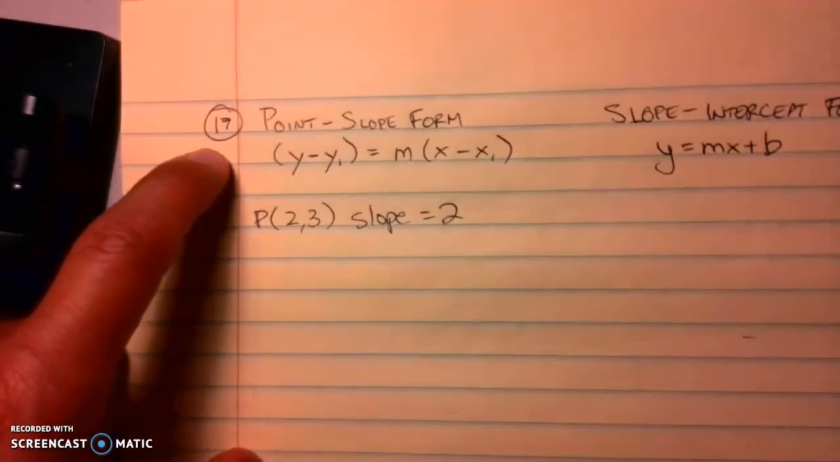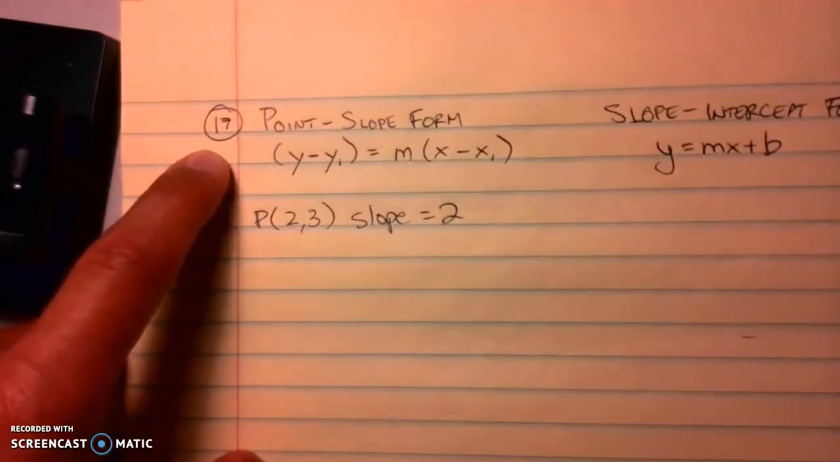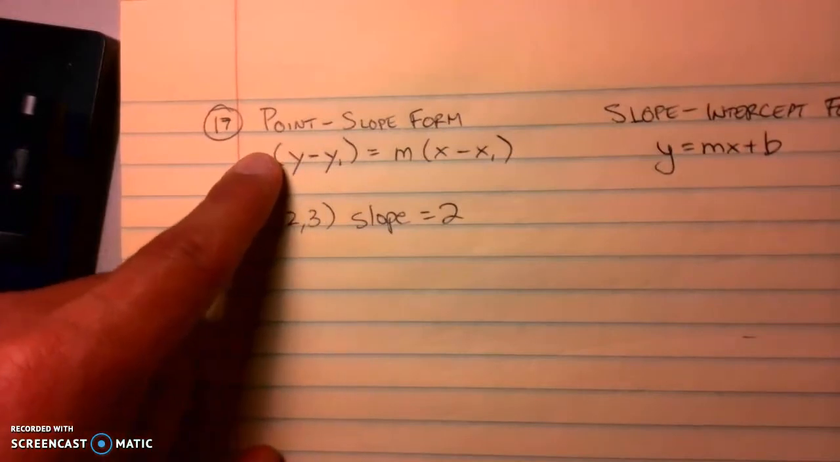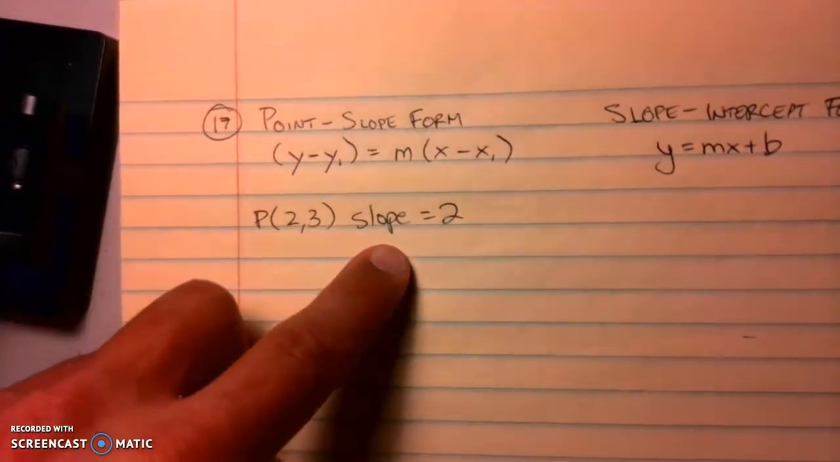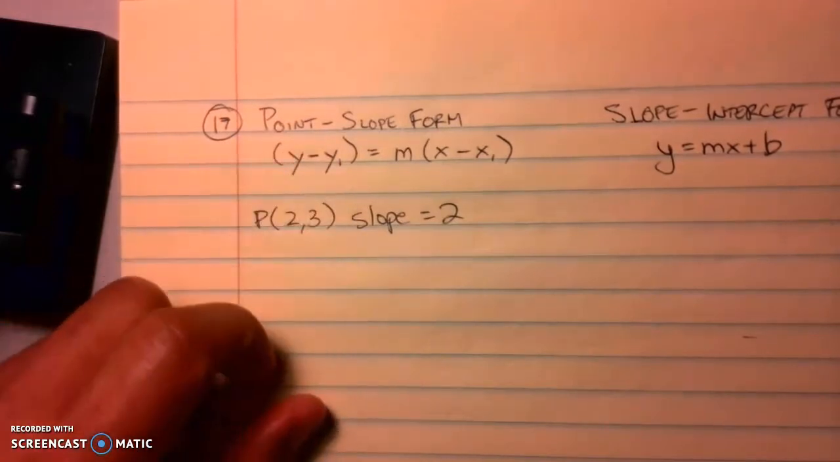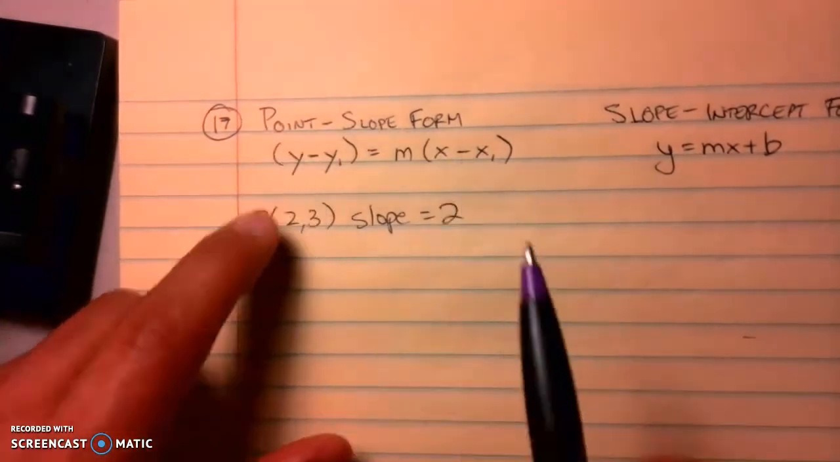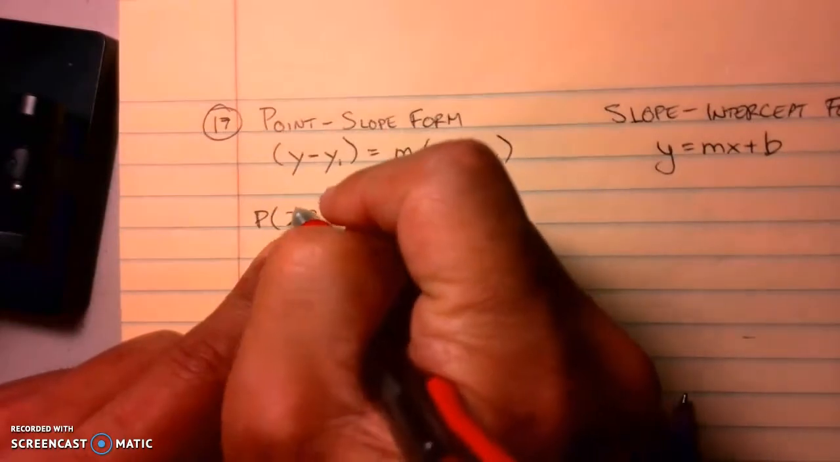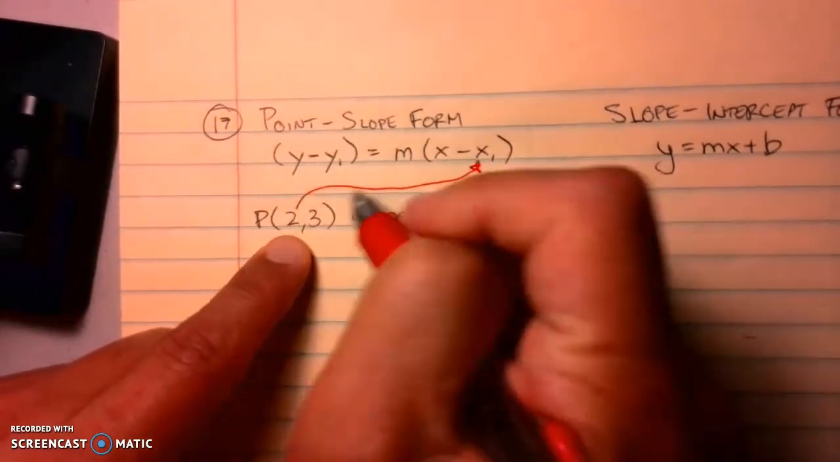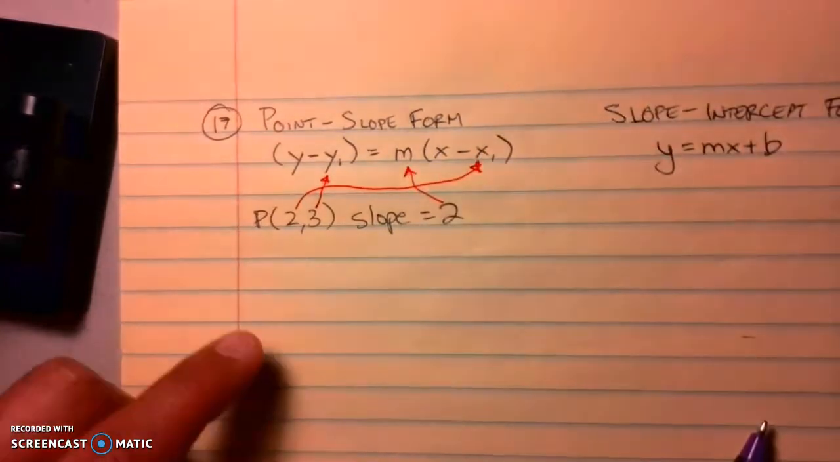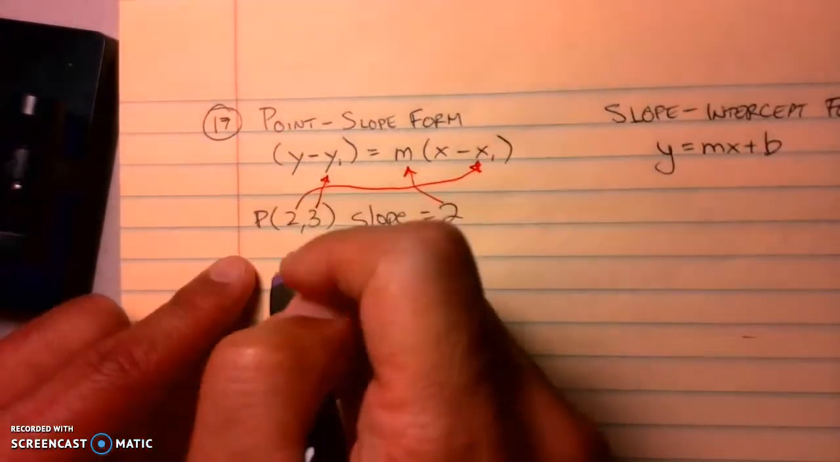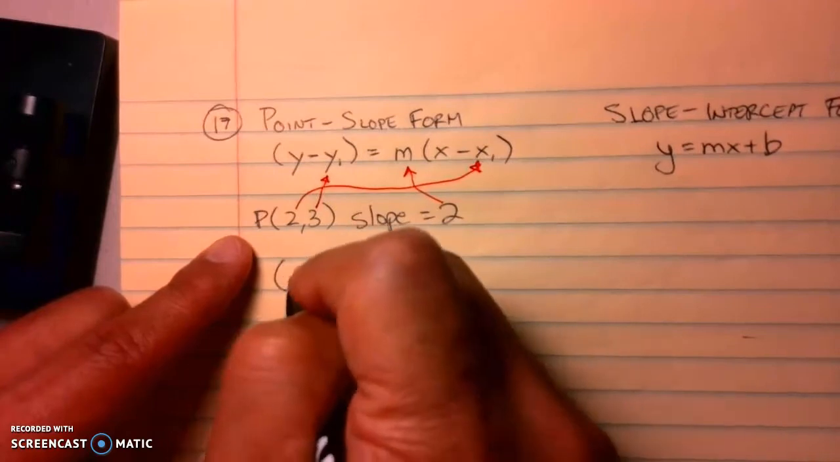Okay, let's look at number 17 here. It says write the equation in point-slope form of the line that contains a given point and a given slope number. Now here's the point-slope form. You're still going to have a y and x, and you are given 1 point, so this is an x value, this would go here. This is a y value, this would go right here, and this is the slope, and it would just go right here.